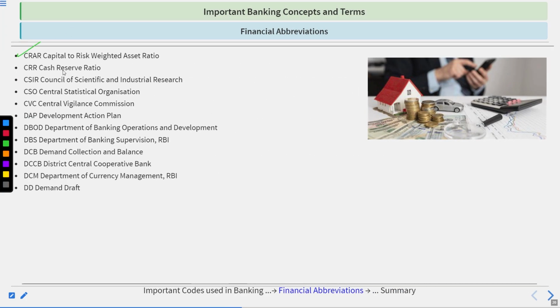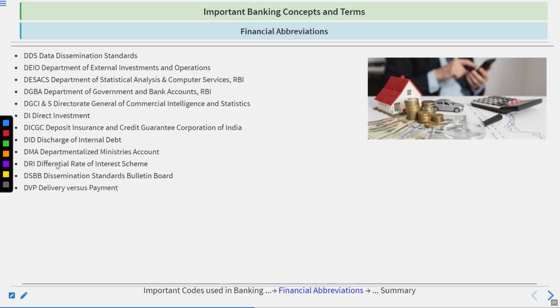CRAR, Capital to Risk Weighted Asset Ratio; CRR, Cash Reserve Ratio; CSIR, Council of Scientific and Industrial Research; CSO, Central Statistical Organization; CVC, Central Vigilance Commission; DAP, Development Action Plan; DBOD, Department of Banking Operation and Development; DBS, Department of Banking Supervision; DCB, Demand Collection and Balance; DCCB, District Central Cooperative Bank; DCM, Department of Currency Management; DD, Demand Draft.